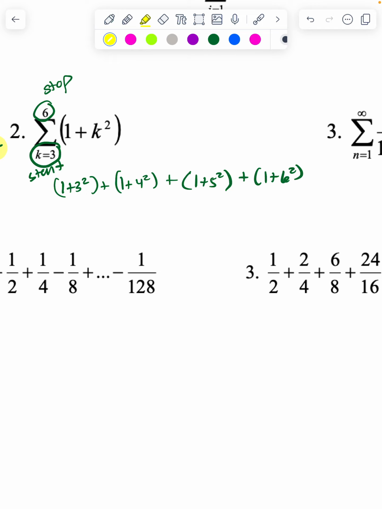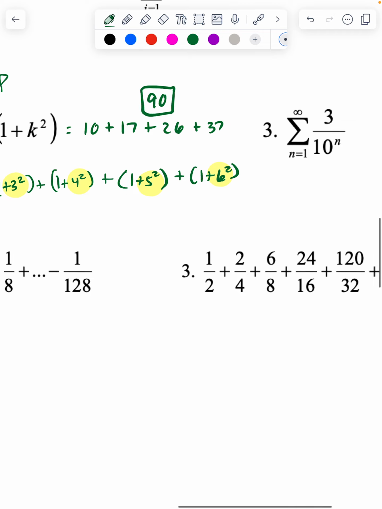All right. So when I do that, I'm going to generate 1, 2, 3, 4 terms, and then I'm going to add them up. So if I do 1 plus 3 squared, I'm going to get 10. 1 plus 4 squared is 17. 1 plus 5 squared is 26. 1 plus 6 squared is 37. And the sum of all of those is 90. So it said to evaluate, that's my value, my number.